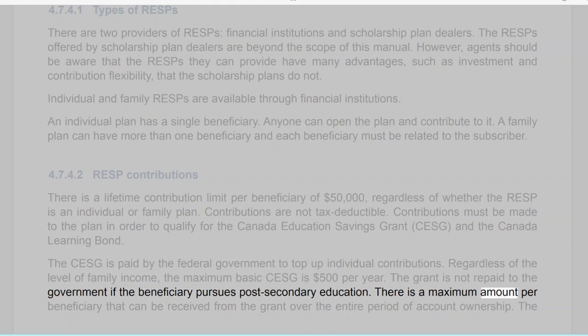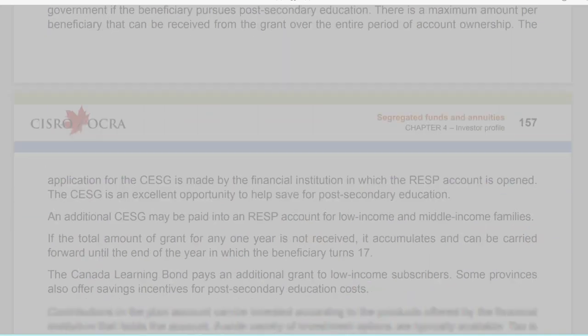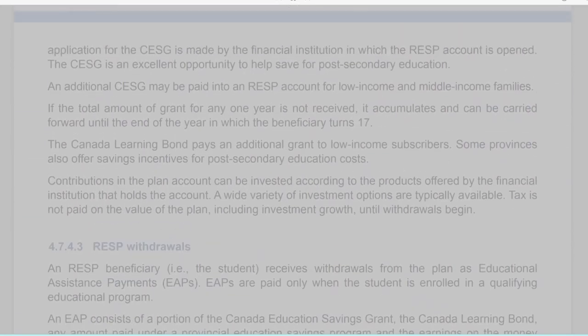There is a maximum amount per beneficiary that can be received from the grant over the entire period of account ownership. The application for the CESG is made by the financial institution in which the RESP account is opened. The CESG is an excellent opportunity to help save for post-secondary education. An additional CESG may be paid into an RESP account for low-income and middle-income families.